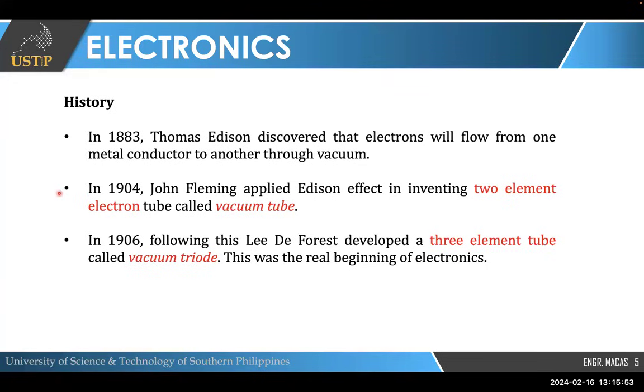In early 1700s sa class, there are already developments, mga discoveries, no, sa study sa electronics. But it's only in 1883 when Thomas Edison discovered that electrons pala will flow from one metal conductor to another through vacuum. And because of this discovery ni Edison, in 1904, si John Fleming applied the Edison effect in inventing the two-element electron tube called the vacuum tube. So, diri gyud nag-start ang creation or development yun sa microelectronics. Katong na-create na ang vacuum tube. And then 2 years later, Lee De Forest developed a three-element tube called the vacuum triode. No? This was the real beginning of electronics.